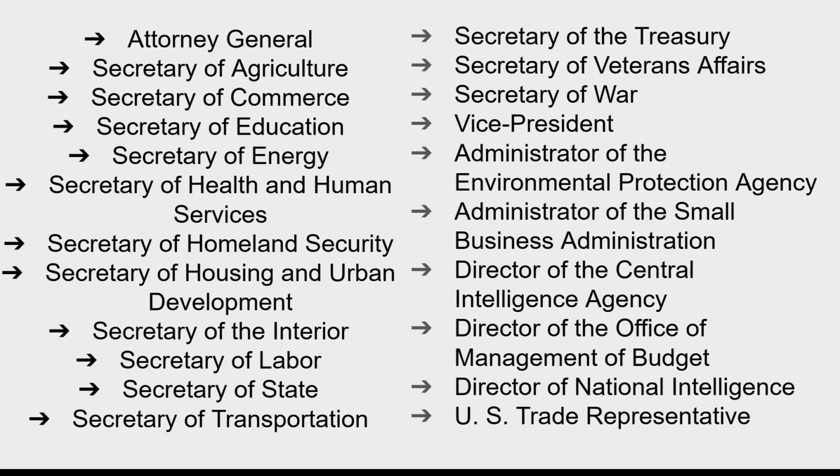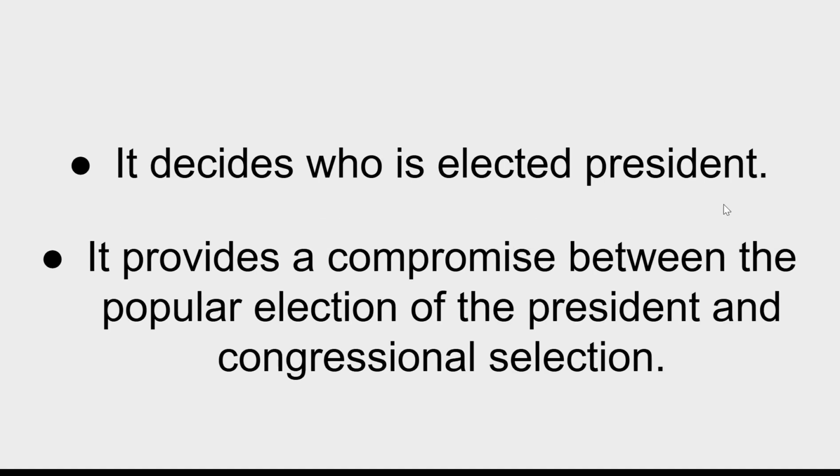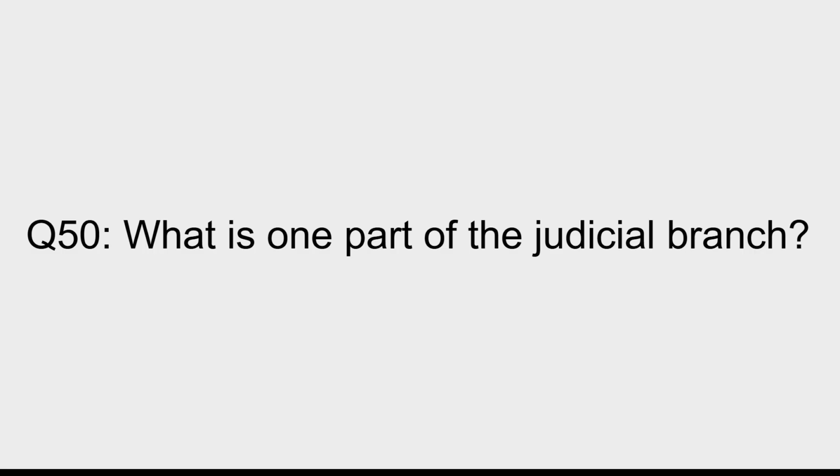So if you can remember any 2 of those. Why is the Electoral College important? Well, it really decides who's elected president. It's based on representatives, so bigger states get kind of more say than smaller states, but you get supposed to get the same amount based on your population. So simple answer, it decides who's elected president. And the last one, what is one part of the judicial branch? And that would be the Supreme Court or the federal courts. Either one is fine. So that's this set of questions.